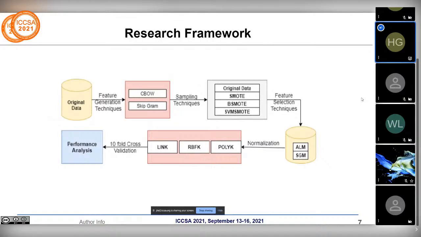Based on the data set, we have feature selection techniques, whether all features should be used or only significant features should be used. After that, data normalization is done, and finally, ELM methods are there for classification. There are basically three kernels used, which I'll go into detail: linear kernel, radial basis function kernel, and polynomial kernel. And for validation, 10-fold cross validation is performed, and then we check the performance of each of the methods that were present. Now I'll go into each of these in detail.